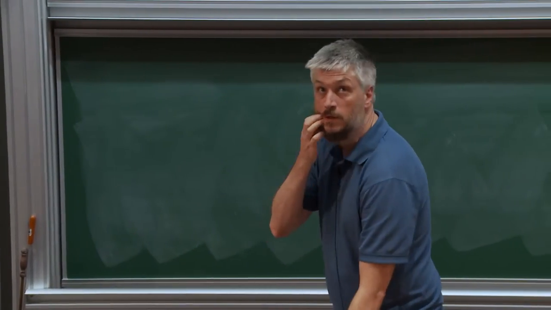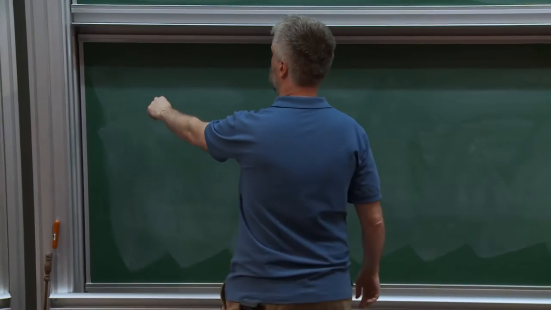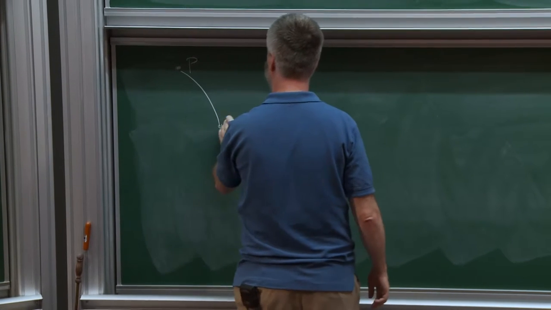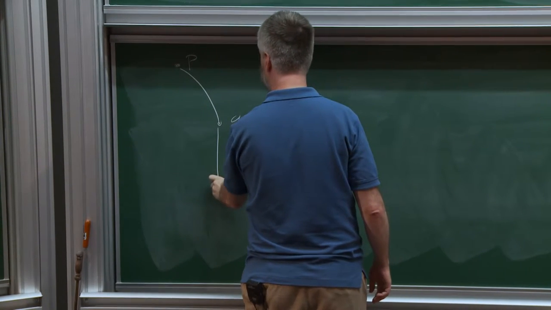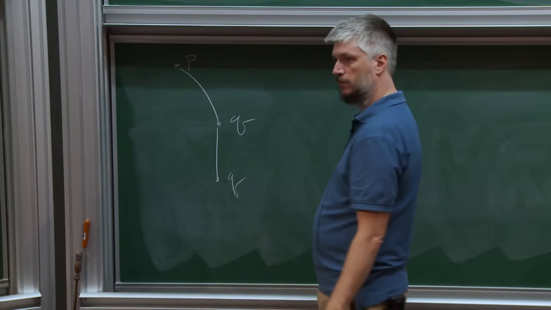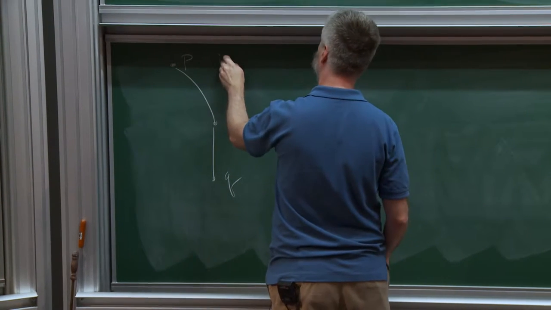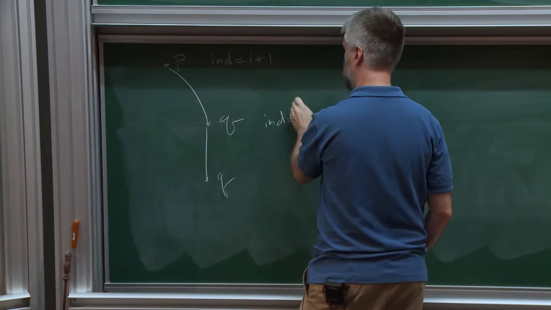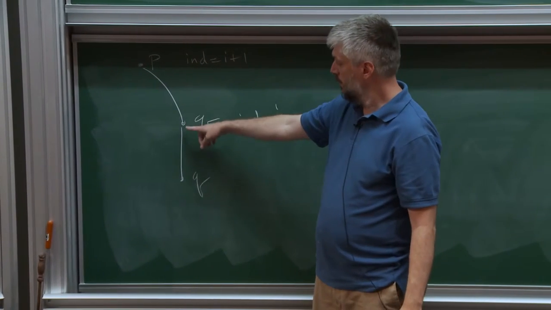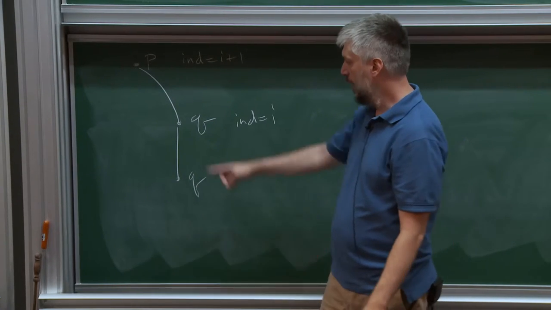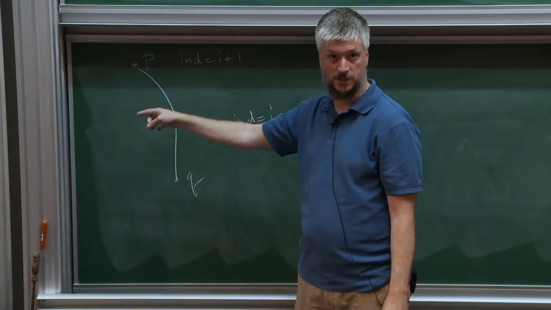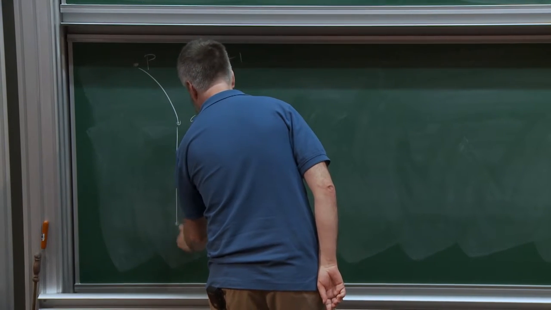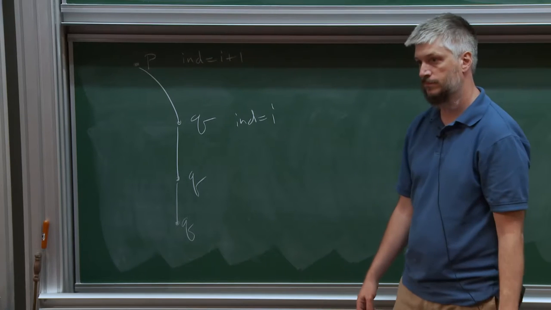Right. So the next example is, let's say we're in this S1 valued case. So there can be an index 0 flow line from Q to itself. Here P is index I plus 1, Q is index I. At time t equals 0, there's a flow line from Q to itself. So I already know how to glue this, because it's the same analysis I just did. But what if we want to glue two copies of the flow line from Q to itself?